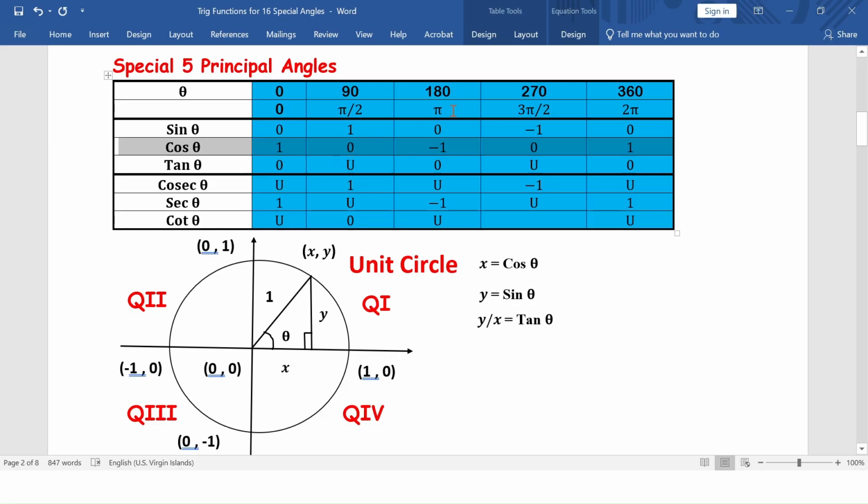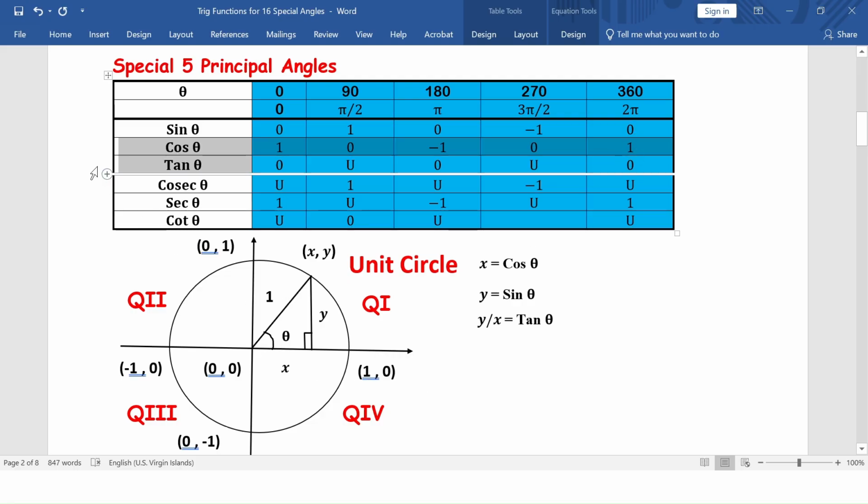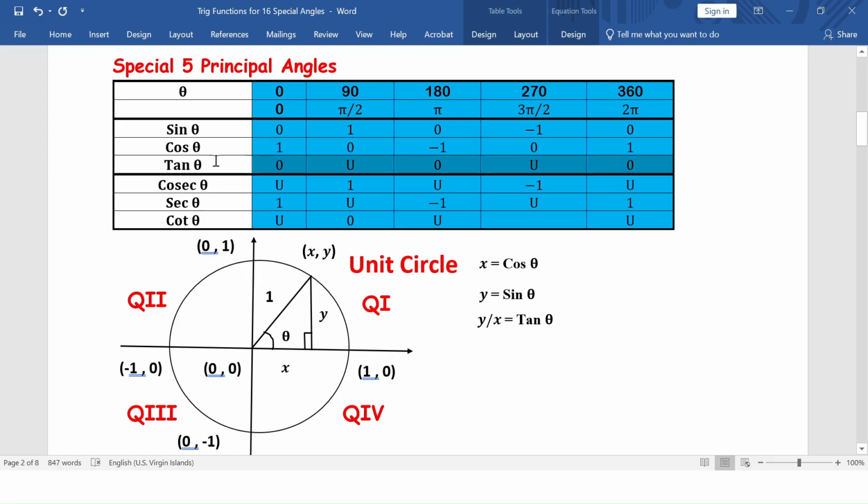For 180, we come here, cosine will be the x coordinate, so it will be negative 1. That's why we got negative 1. And then for 270 here, we get the x coordinate, which will be 0. And then the cosine for 360, we come back here. For 360, the x will be 1.